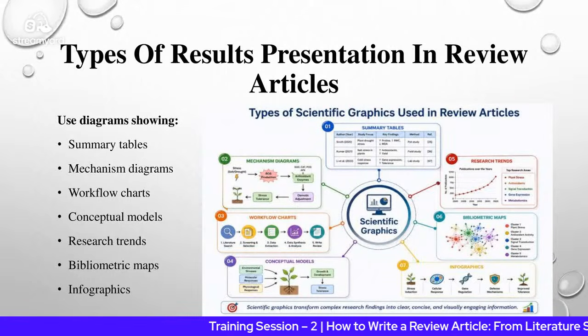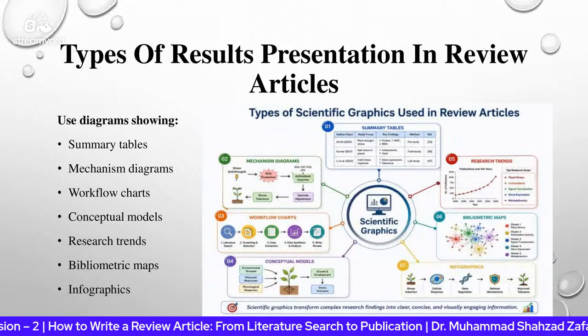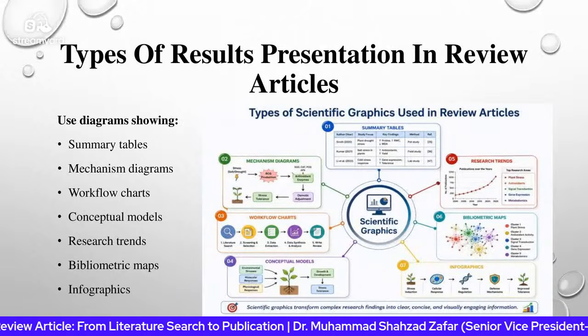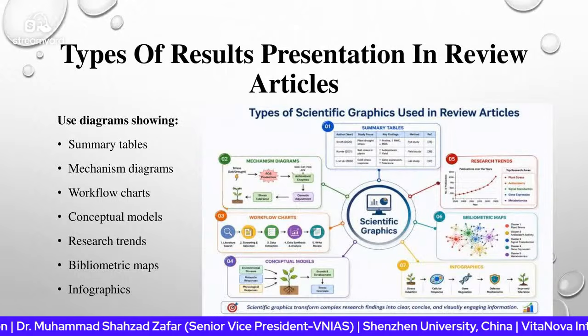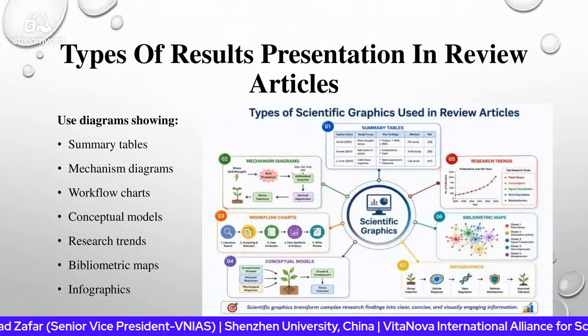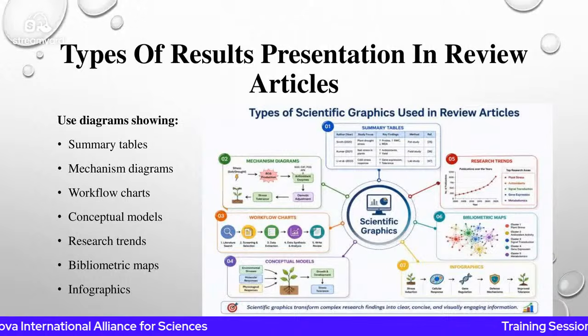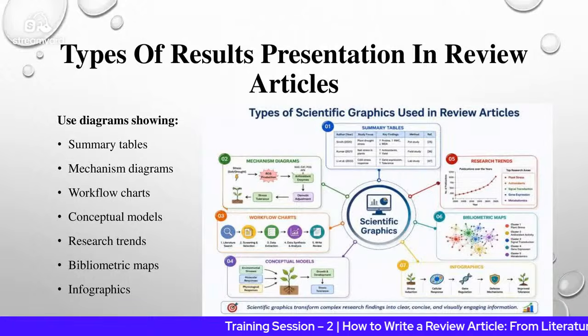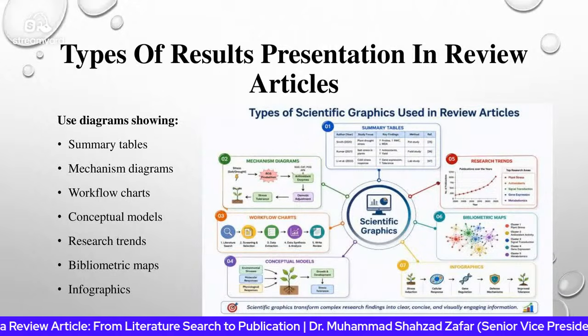And mechanism diagrams, useful for explaining how a biological or scientific process occurs. And workflow charts, these show a sequence, for example, literature search, screening, data extraction, analysis, and review preparation. And conceptual models, these connect several concepts into one overall interpretation. And research trends, these show how publication or research interests have changed over time. And the bibliometric maps, these can show relationships between keywords, authors, institutions, research themes, or citation networks.